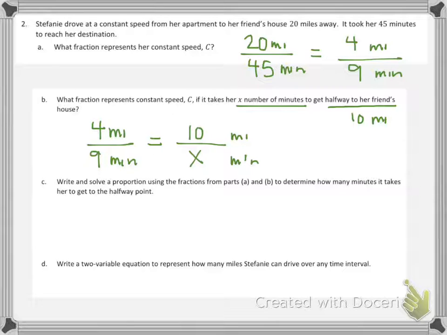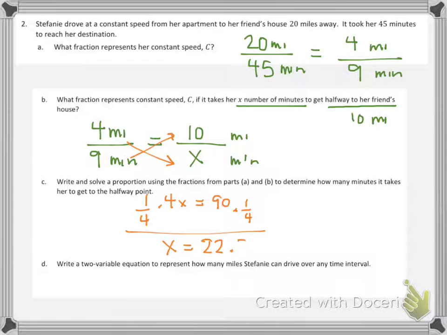Now we can use means extremes. 4 times X, that's 4X, is equal to 9 times 10, that is 90. And then to simplify and isolate the variable, multiply by reciprocal, balance the equation. And we're going to get X is equal to 90 divided by 4. And 90 divided by 4 is 22.5. And this is an X value, which is minutes. So it's 22.5 minutes to go 10 miles. Okay.